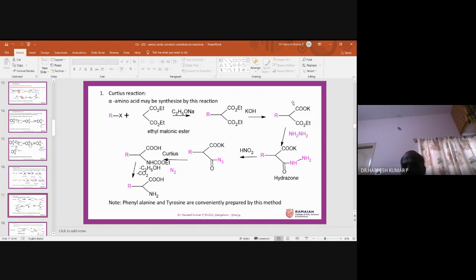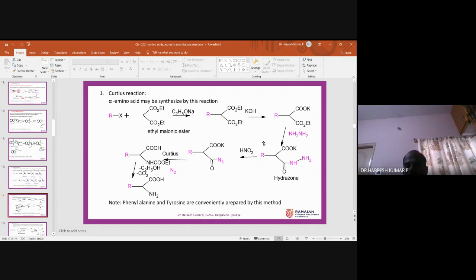So that is how a mono carboxylate, mono potassium salt is obtained. This mono potassium salt, when it is treated with hydrazine, this hydrogen reacts with this carbonyl compound, and OET, the ethoxy group, is going out. So that is how hydrazone is obtained.